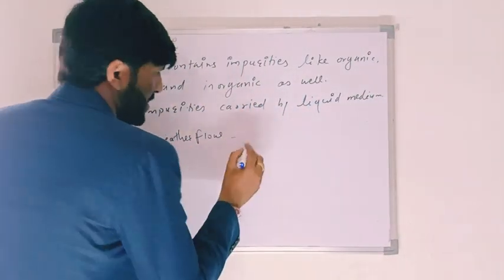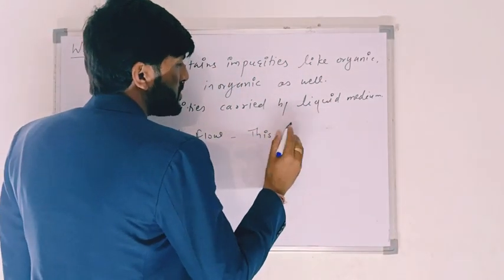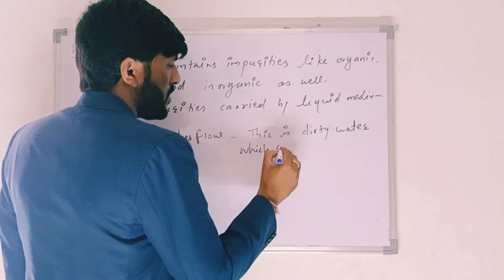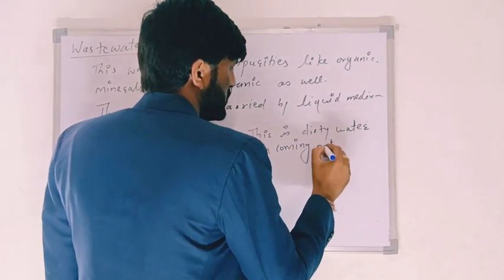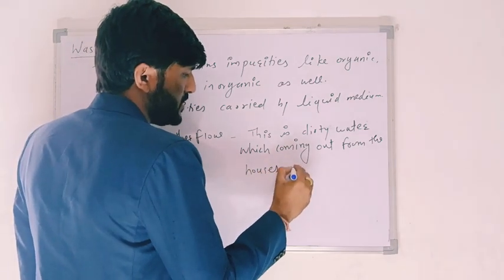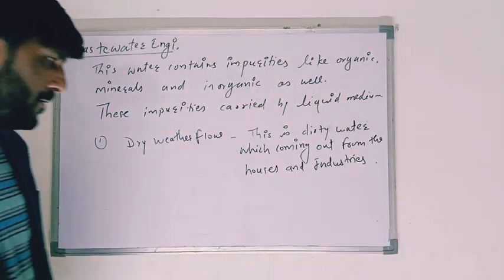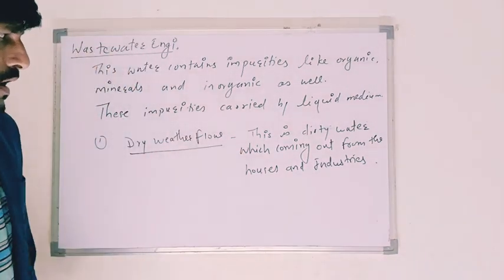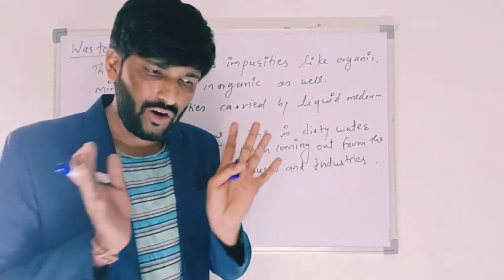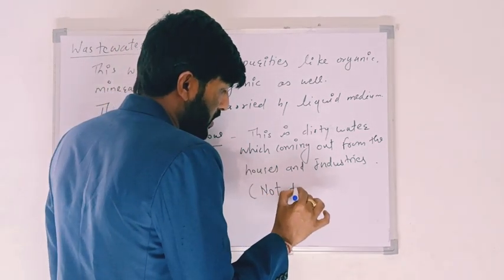So here you can simply write: this is the dirty water which comes out from the houses and industries. I hope you understand. Okay, this is your dry weather flow. Dry weather flow means your dirty water, which comes out of houses and the water from industries. It is not drinkable water. Here you have to use one word: it is not drinkable.